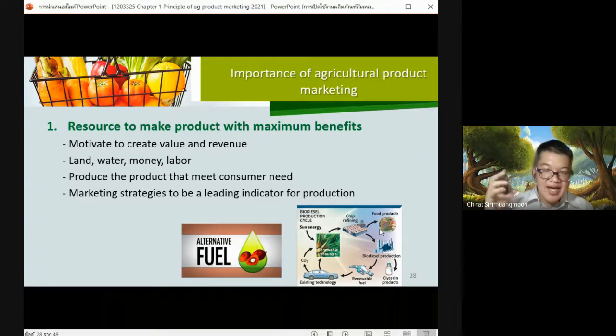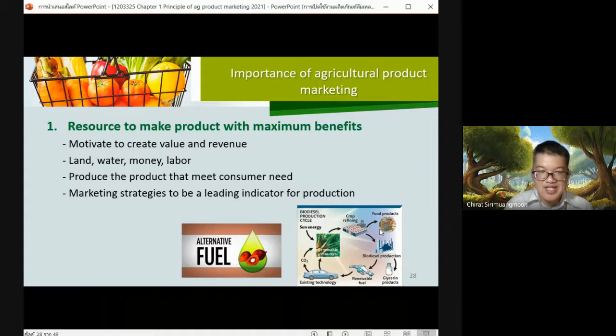So Thailand is a country that has many resources. We are lucky because we are located in the tropical area. We can have many fruits and vegetables. We can have a good location for transportation too. So marketers are concerned about these good things.